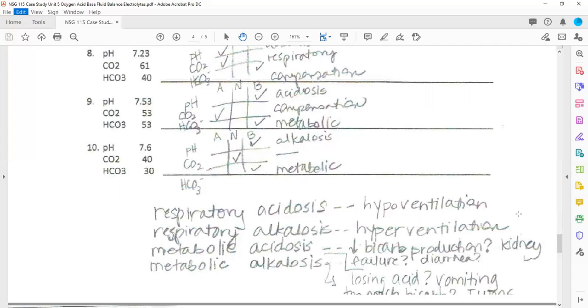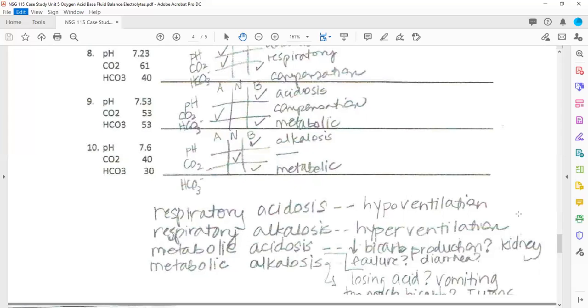Respiratory acidosis, let's jump back to that one. Low ventilation effort. This could be things like over sedation with anesthesia, with pain medication, a drug overdose, or ventilator settings that are set improperly. So it's not helping the patient to blow off enough CO2.